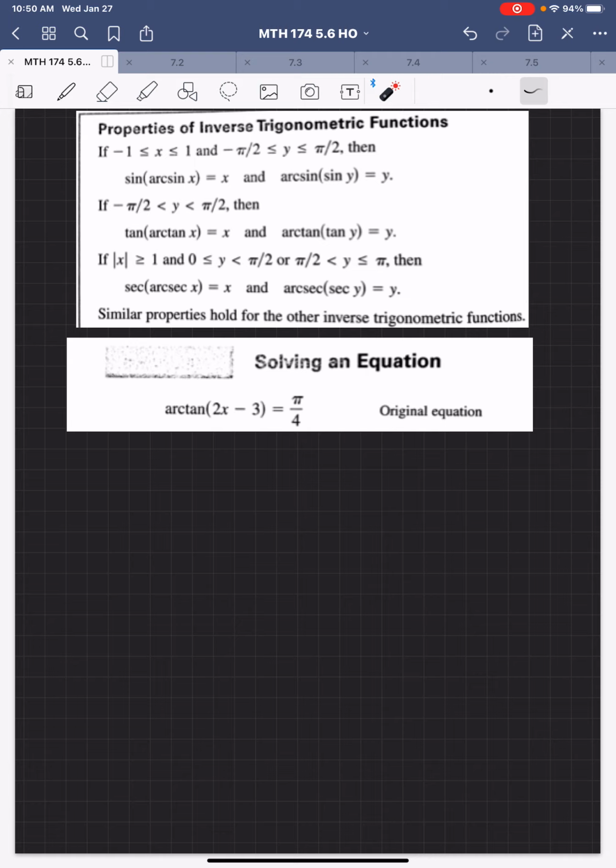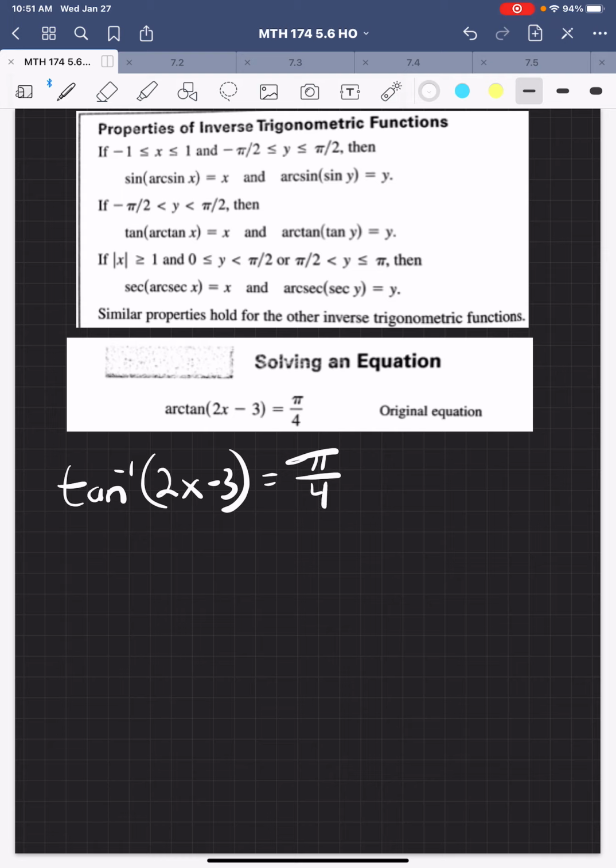So for example, if you were trying to solve this equation for x, right, you have arctan of 2x minus 3. Now, what I will do, I'm just going to rewrite that using tan inverse, the way that it is on your calculator, the way that your previous professor may have written that problem. But the question still stands, right?